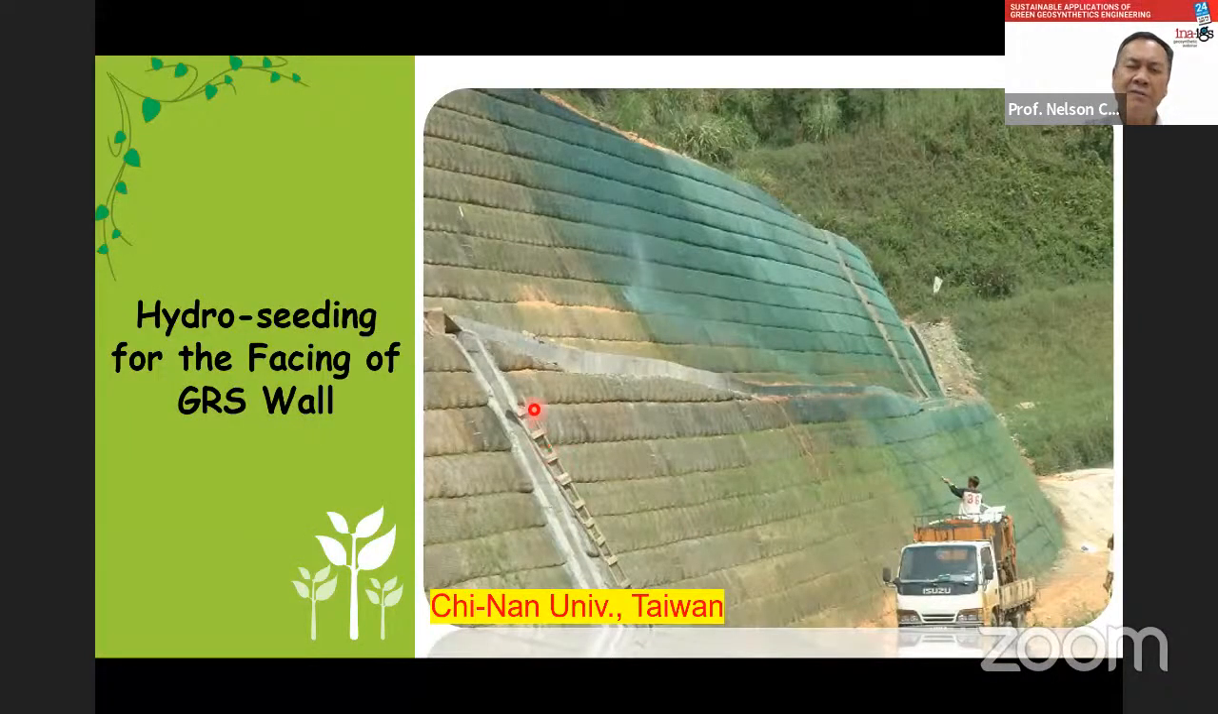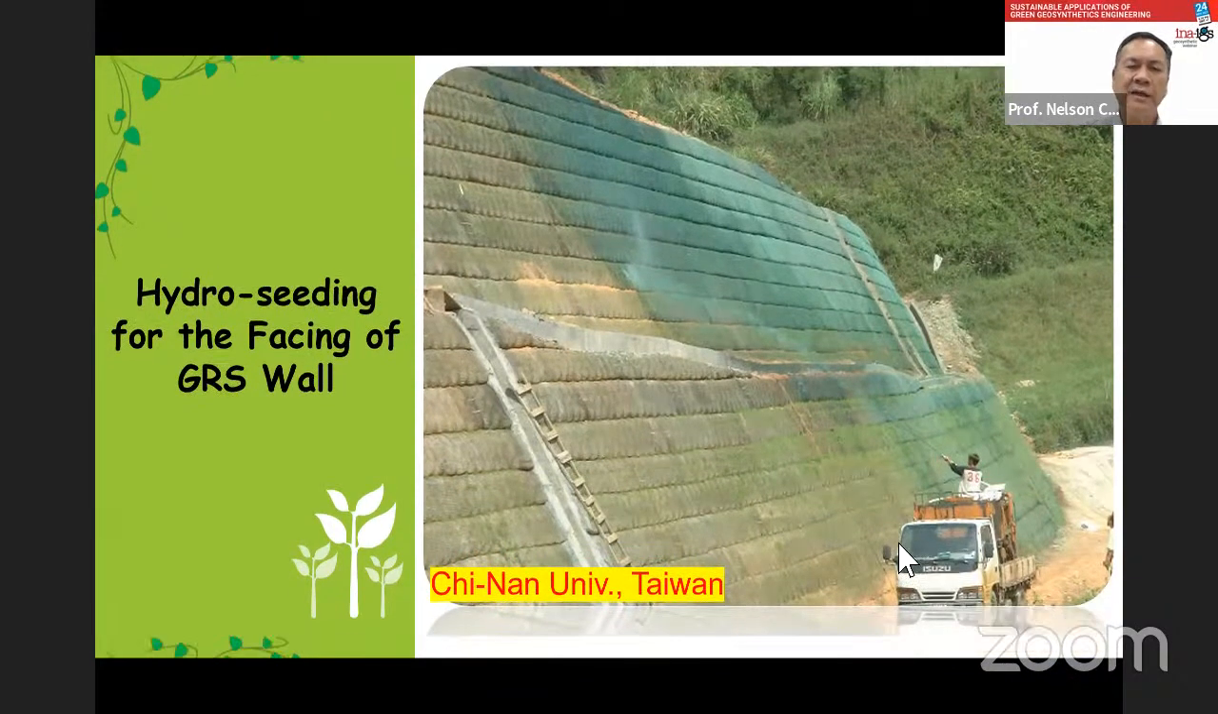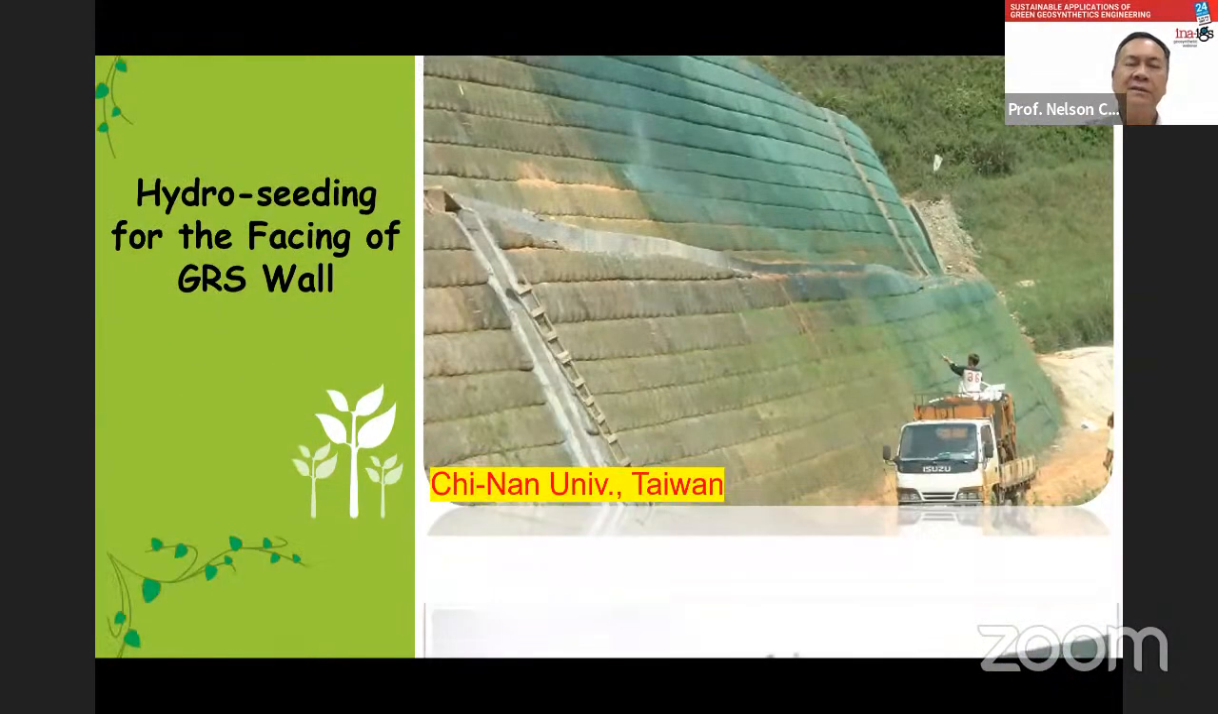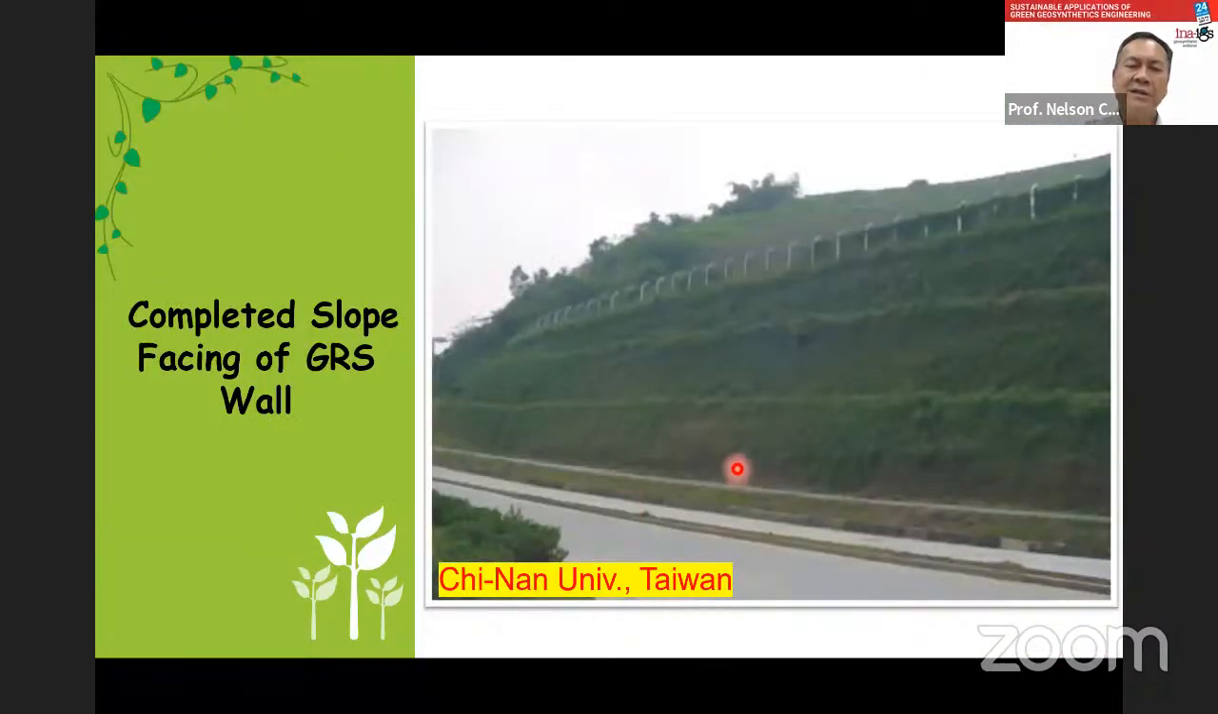Okay, the surface of a geosynthetic wall is easy to make with hydroseeding on the facing, and this is the case. I was involved in Qinan University in Taiwan. After we build a wall, we hydroseed the surface and make it lush. Okay, this is after. After construction, the complete slope facing looks just like this.